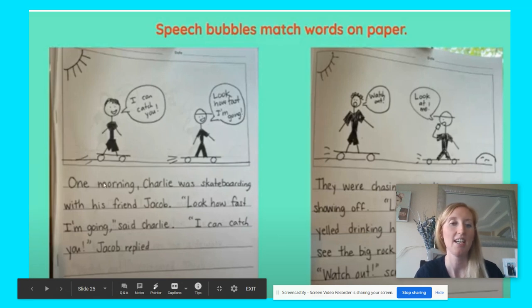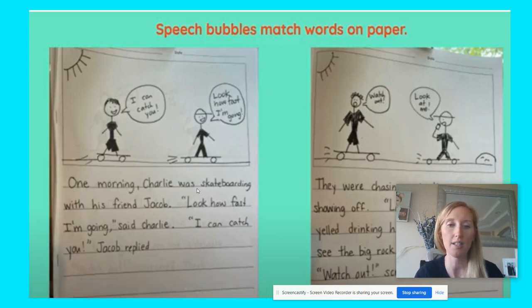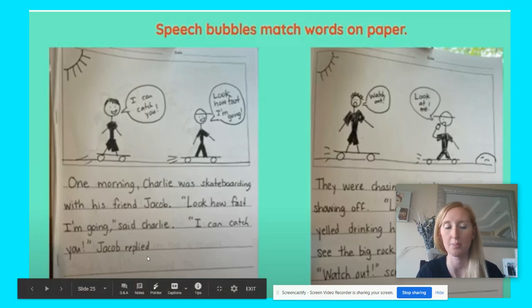Here's what she did. It says, one morning, Charlie was skateboarding with his friend Jacob. "Look how fast I'm going," said Charlie. "I can catch you," Jacob replied.